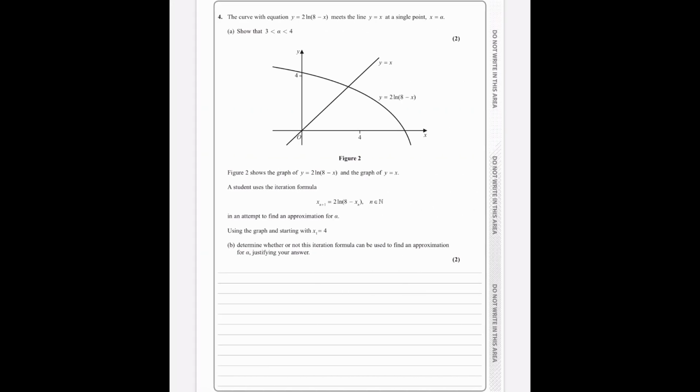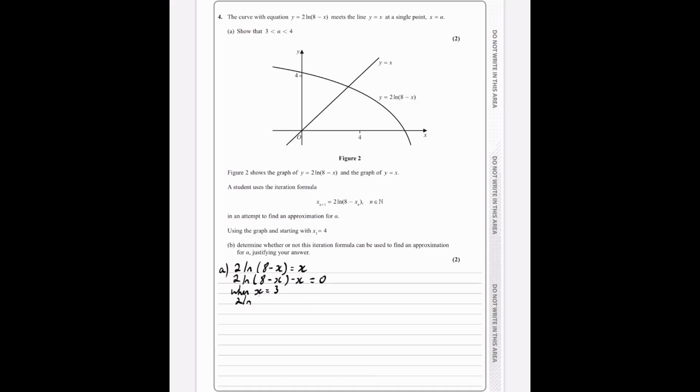For question 4, the iterative formulae. I'm going to take the equation that we're given and replace the y with x, because y is equal to x. Essentially, we're solving 2 ln of 8 minus x is equal to x. I'm going to bring the x onto the left-hand side, so 2 ln(8 minus x) minus x is equal to 0. The point of doing this is it allows me to use the change of signs argument along with continuity.